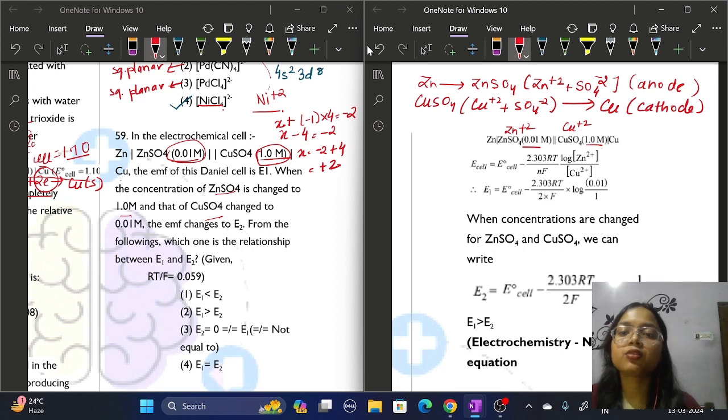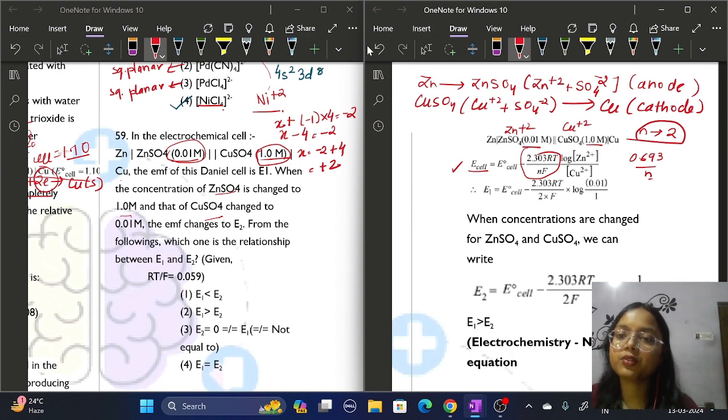So let's use the equation of E cell: E cell equals E0 cell minus 2.303 RT by nF. You can also use 0.0591 by n here. So what will be the value of n? I have told you it is the total transfer of electrons in the cell. So n will be 2.